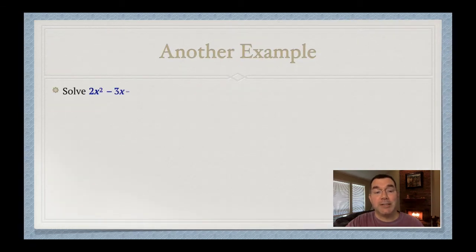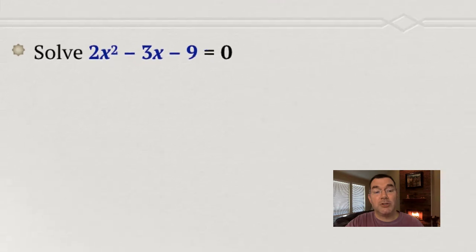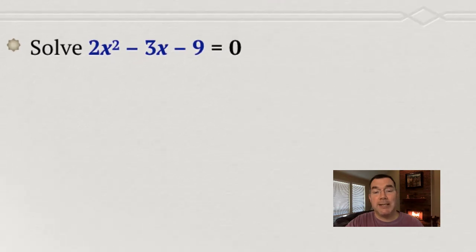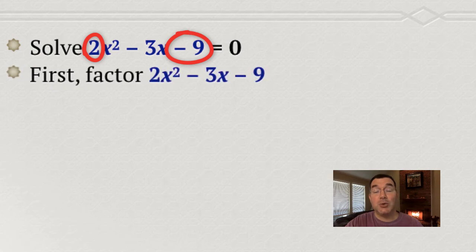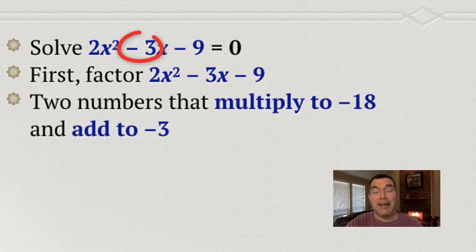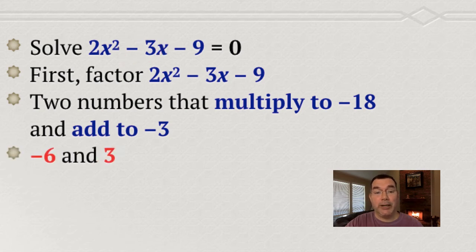All right, and here's another example of that. If I wanted to solve 2x squared minus 3x minus 9 equals 0, again, I would have to factor the left-hand side. So I'm looking for two numbers that multiply to give the first number times the last number, which is 2 times negative 9. That's negative 18. And those same two numbers would have to add to give negative 3, which is the middle number.